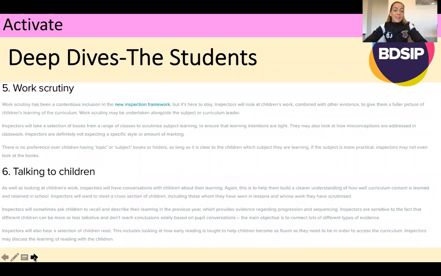Great. So next we have our final strands, which are work scrutinies and talking to children. So again, I'm just going to encourage you to take a minute to have a read through of what they're looking for.